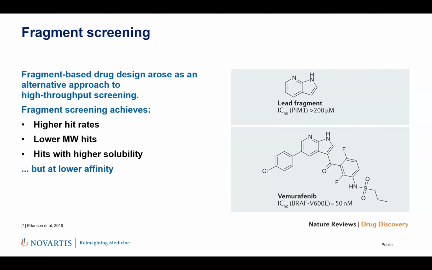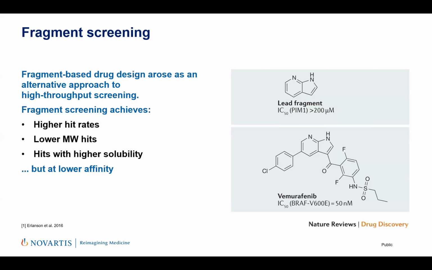We really try to do these fragment-based approaches as alternatives to the classical high-throughput screening ways to find hits. And what we try to achieve with this is maybe higher hit rates, lower molecular weight hits, so we have a little bit more flexibility to expand molecules, and generally hits with higher solubility. But this usually comes at the cost of a lower affinity starting point.